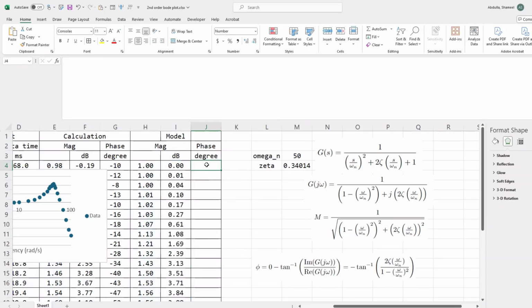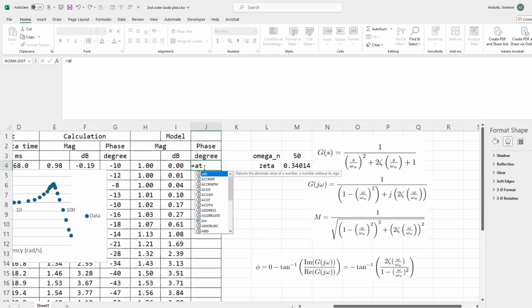Finally, the phase, you can calculate it from this equation. This is our tan inverse, so in Excel it's ATAN. There are two options, ATAN and ATAN2. ATAN is restricted to only two quadrants, going from minus pi over 2 to pi over 2. So you want to stick to ATAN2 so that the phase doesn't jump when you plot it. In ATAN2, you have to specify the x and the y number. x is our real number and y is the imaginary number. In our case, the real number is 1 minus omega over omega n squared. Let's type that here.